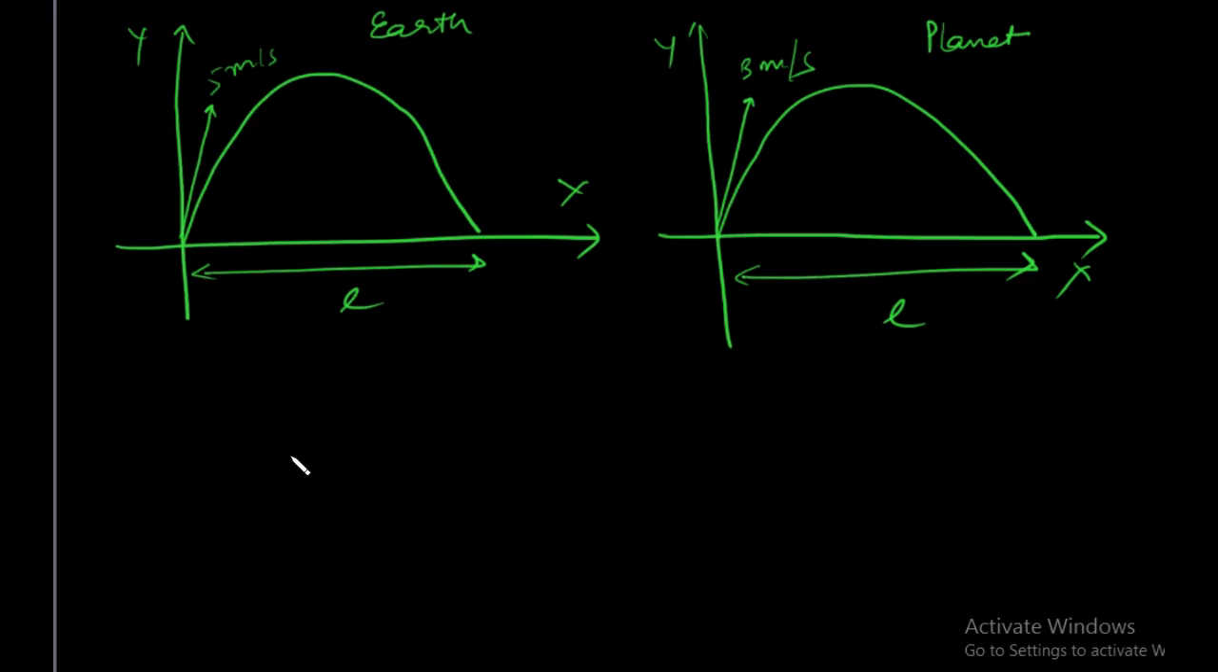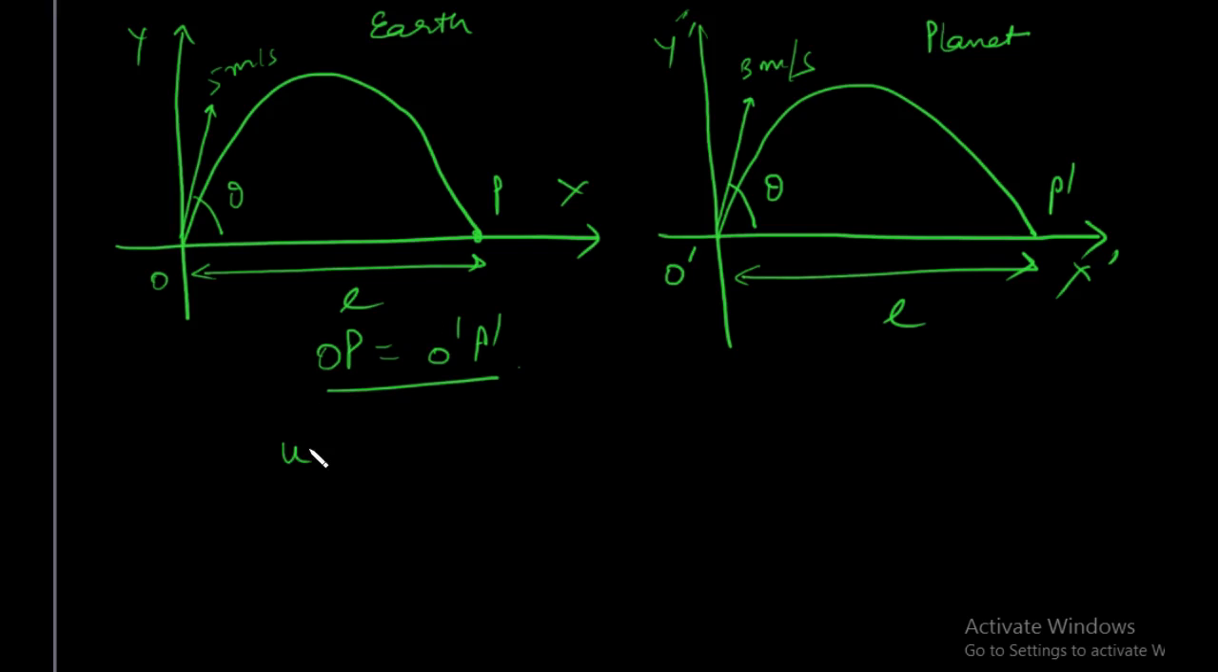So we have taken two different graphs of projectile, one for Earth and one for the other planet. This is 5 meters per second. We take this as O and this as O dash, and this can be X dash and this can be Y dash. The angle is the same, theta and theta. The trajectory is the same. This means if this is point P and this is point P dash, then OP equals O dash P dash, because the trajectory is the same, the range has to be the same.